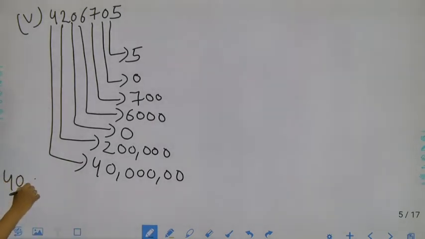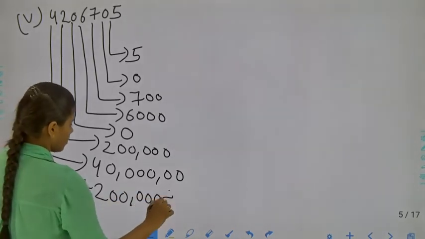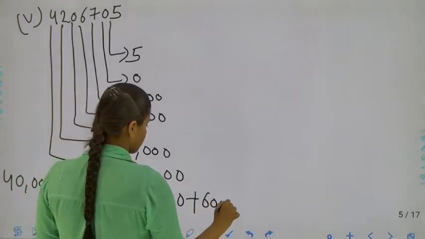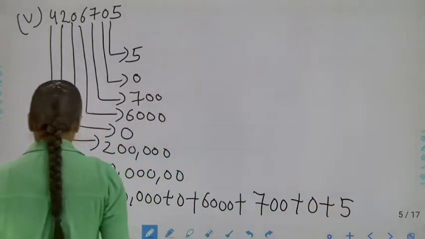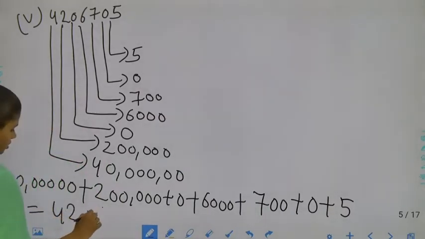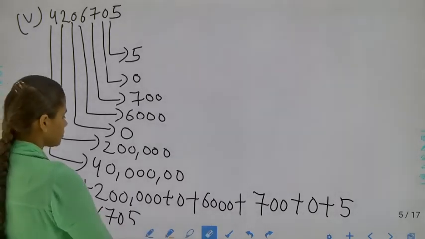Okay. Thousand, 700 plus 5, that is 42,06,705. Now move to the next part, that is sixth part. If you want to take screenshot, you can take. Then we will move to the next part, that is sixth part. Next part, that is sixth.